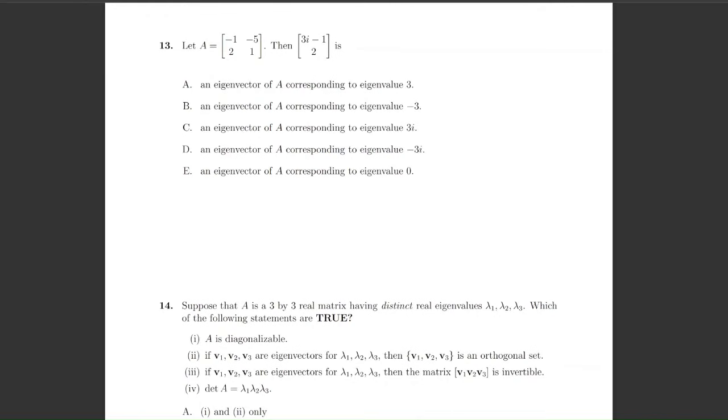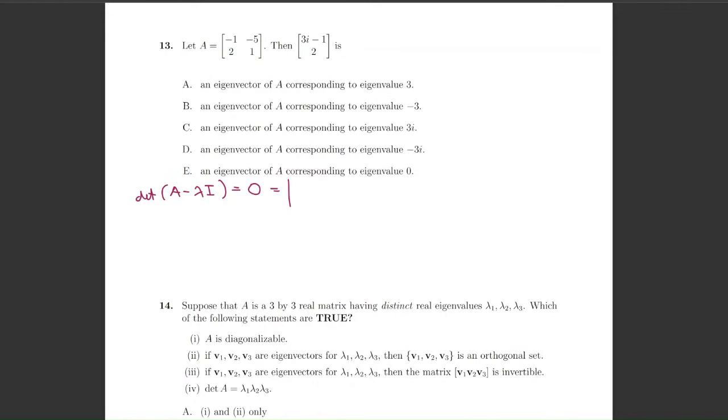Okay, in this problem we have A as some square matrix, and we're trying to find if this vector (3i minus 1, 2) is an eigenvector. Well, we know it's going to be an eigenvector, but we're trying to figure out which eigenvalue it corresponds to. So how do we find the eigenvalues? First of all, the determinant of A minus lambda I, where I is an identity matrix, and we set that equal to 0. Then we solve for lambda, and that's how we get the eigenvalues.